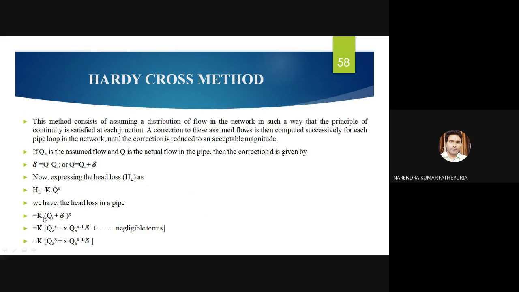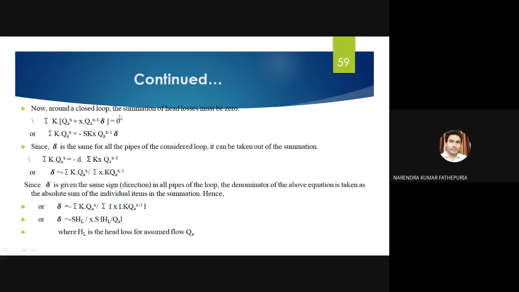Now expressing the head losses, HL is equal to K into Q to the power X, as we have told. So we have the head losses in the pipe. You can replace HL with K into (QA plus Delta) to the power X. You can further solve it, and like this it will go in approximation, so you can go for summation of all the values.